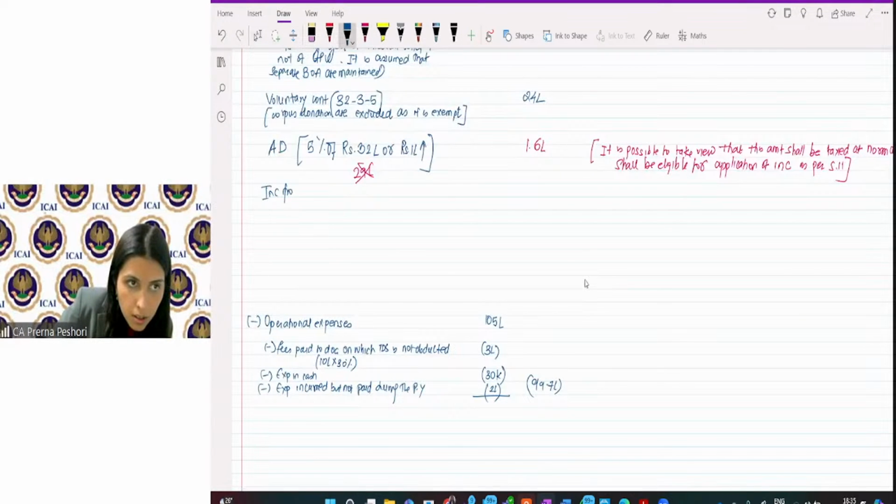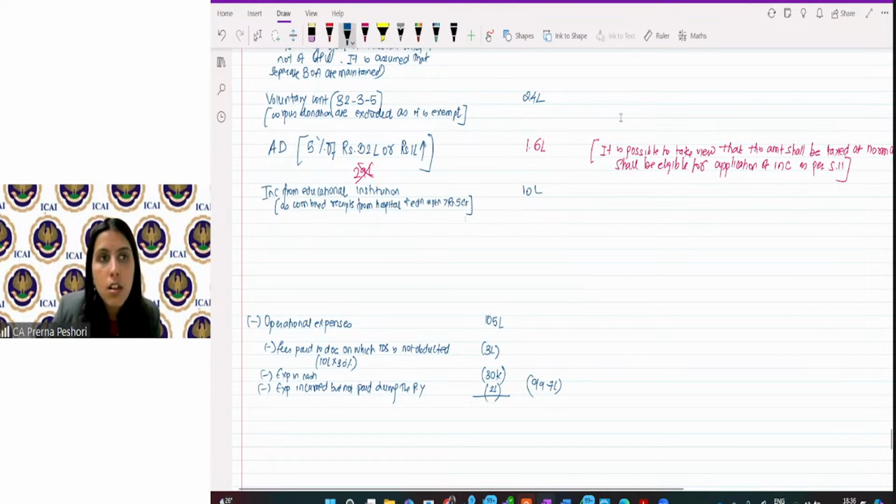Income from educational institution, 10 lakh, as combined receipts from hospital plus educational institution are greater than rupees 5 crores. So this will not be considered as exempt, students. Are we getting this point? I would have considered this exempt if the receipts from the hospital also would have been less. But here my receipts of hospital are also more. So how can I take this as exempt directly? Are we getting this particular point, students?